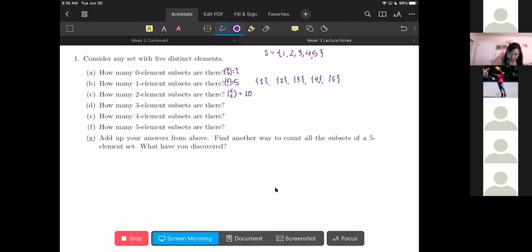Okay. What about 3-element subsets? 10. Yeah, it's 10 again. Same reasoning. What about the next one? 5. Yep. And then lastly, how many 5-element subsets are there? 1. Yep.